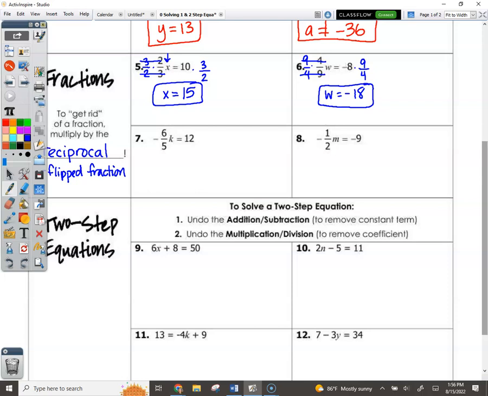Check with a neighbor. Think, pair, share. Turn to your neighbor. This is what I'm asking you to say: Hey, what'd you get? This is what I got. What'd you two get? If I'm right, Yvonne's right.